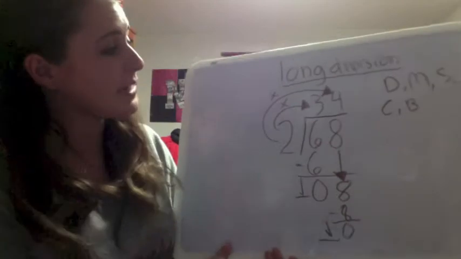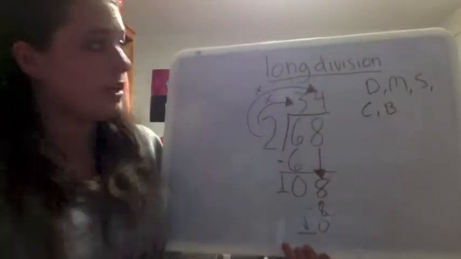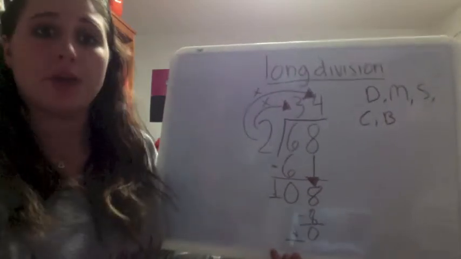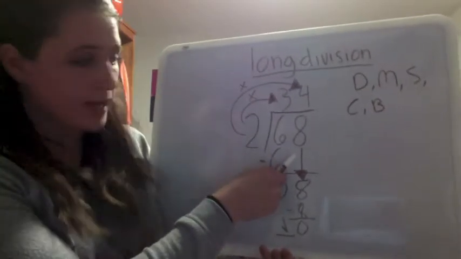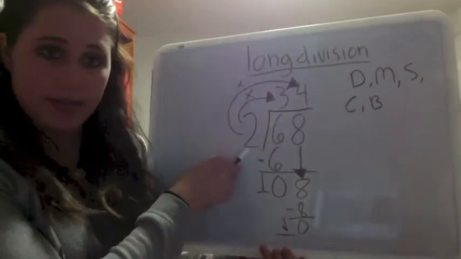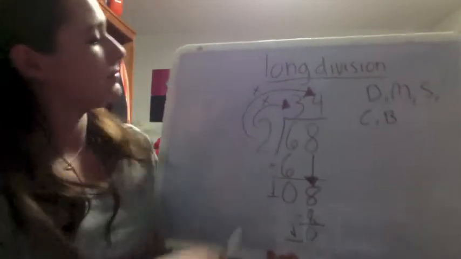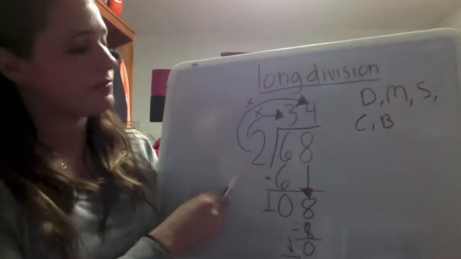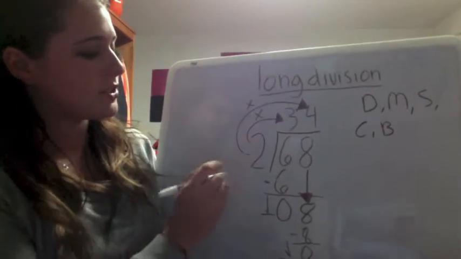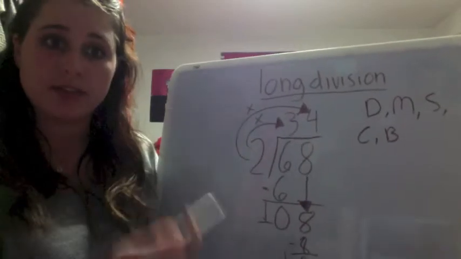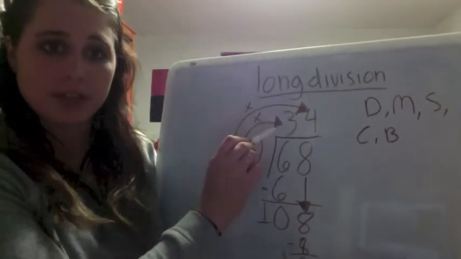Okay, so here we have an example of long division. This is actually a really good equation for you guys to first start off on. Inside of the house we have 68. Outside of the house we have 2. And on top of the house we have 34. But first to start, how many times does 2 go into 6? Well, we know that 2 times 3 equals 6, therefore 3 goes on top.